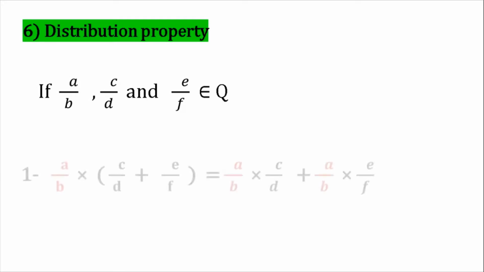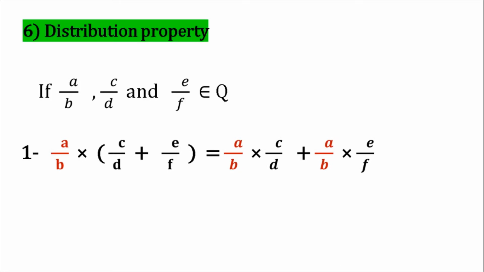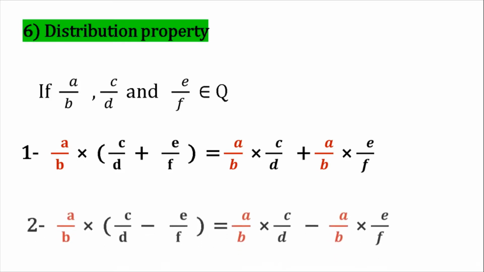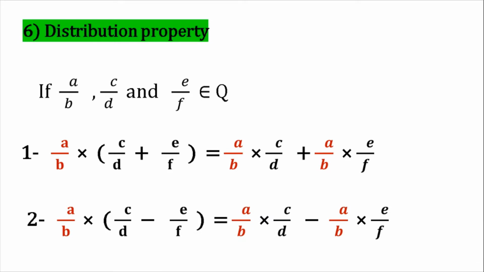Property number 6, distribution property. If A over B and C over D and E over F belong to Q, then A over B multiply open bracket C over D plus E over F close bracket equal A over B multiply C over D plus A over B multiply E over F. Number 2. A over B multiply open bracket C over D minus E over F close bracket equal A over B multiply C over D minus A over B multiply E over F.